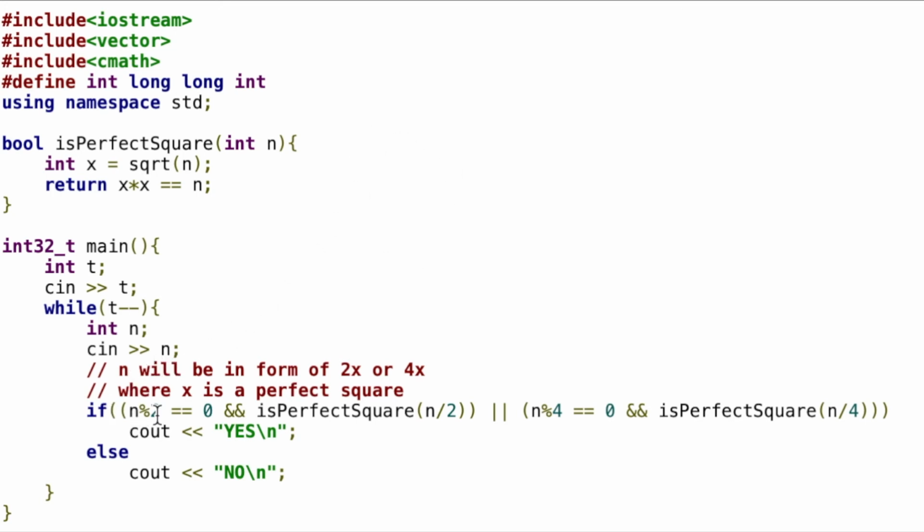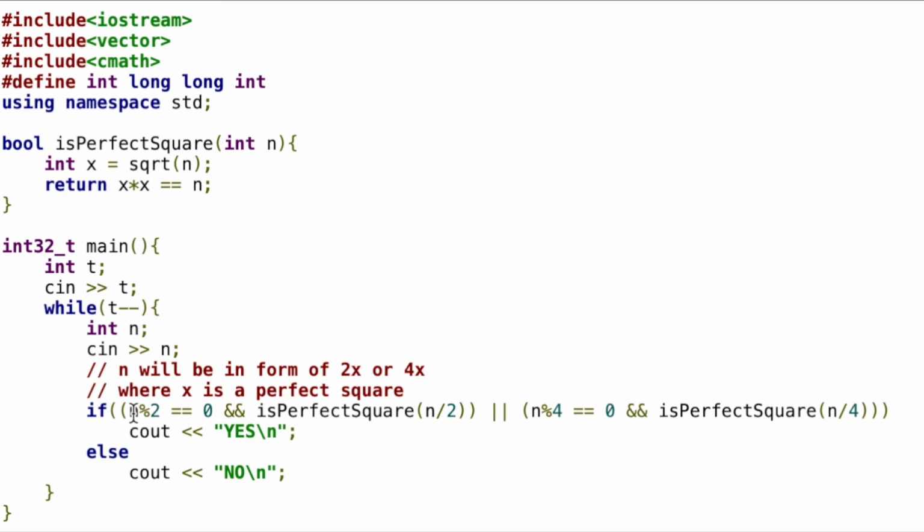This is what I have done actually. If n is perfectly divisible by 2, and is perfect square is giving us true with the value n by 2. Is perfect square is doing nothing, just taking the square root of n and checking if x into x is equal to n. So that's pretty much it actually.